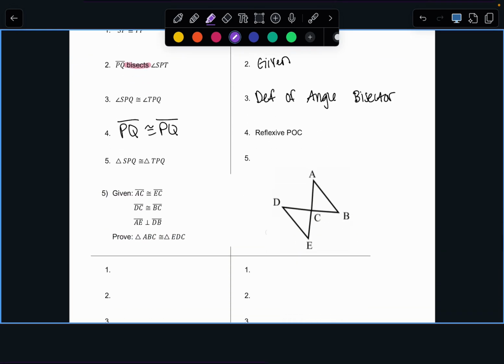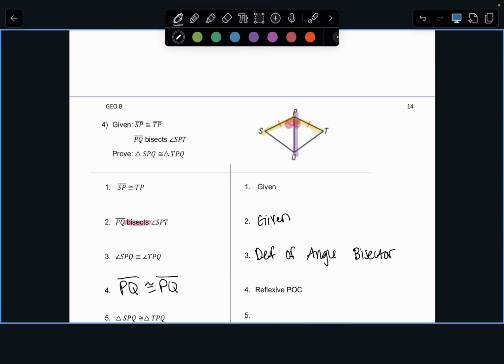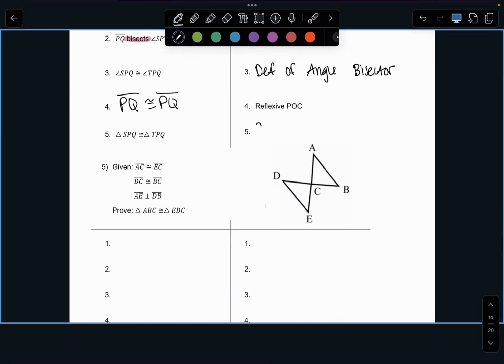What property do I use to say that everything's congruent to itself? Reflexive. For the most part, reflexive is the only one of those POCs that you use for this unit. Not transitive or symmetric. They might show up, but probably not. And then our very last statement, we have our triangles congruent. We know that because we went through a side angle side situation for each. So SAS is our reasoning there. Side angle side.